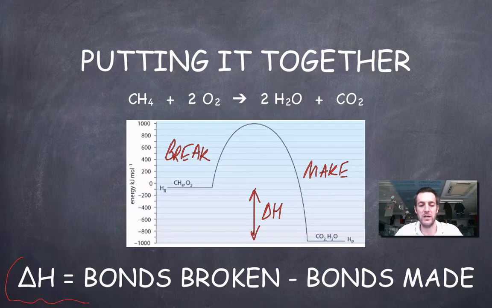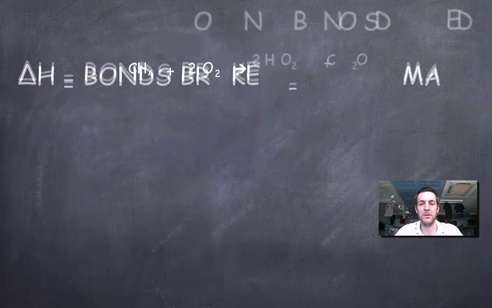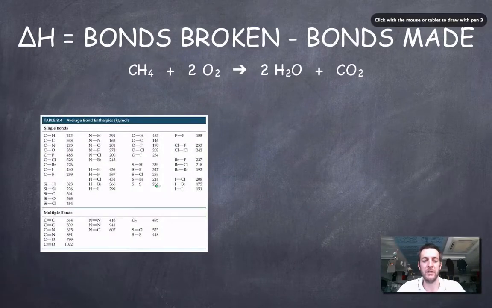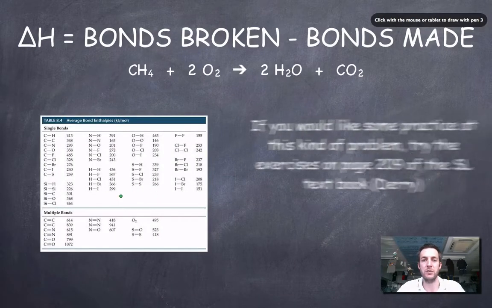And here is a really important formula to remember. Now, if you can't remember it, then hopefully you can figure it out from an enthalpy level diagram. But we can calculate the enthalpy change for any process by adding up all the bonds broken and subtracting the bonds made, which seems simple enough, particularly if we're given bond enthalpies in a table.